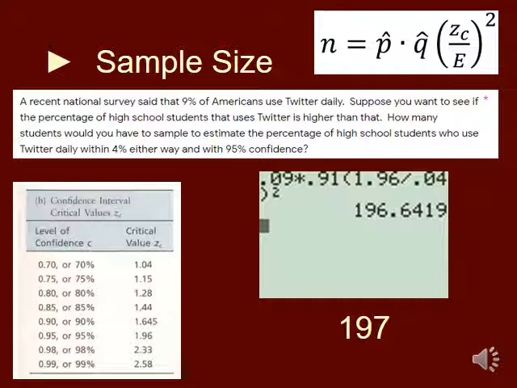Then in parentheses, I looked up that for 95% confidence the z-score is 1.96, divided by, and it says within 4% either way, so divided by 0.04. It's just the parentheses that are squared, and that's why I type it in exactly like it looks in the formula. Again, I round up. This one you probably would have anyway, but the correct answer is going to be 197.